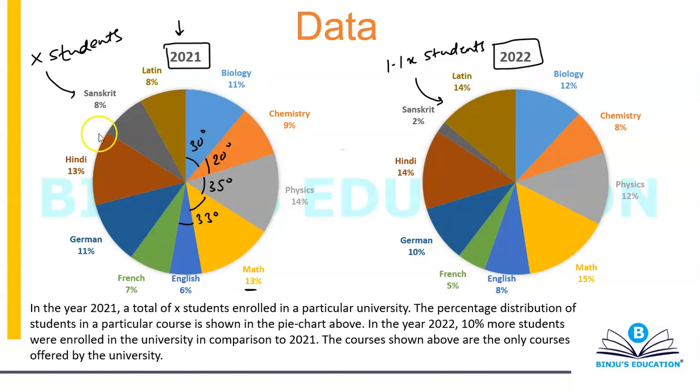And let's suppose I would have given you a total of X students who got enrolled in the university in 2021. Everything else remains the same. Just the percentages are not there. Instead of percentages, I have given you degrees. Okay, now what would you do in that case?